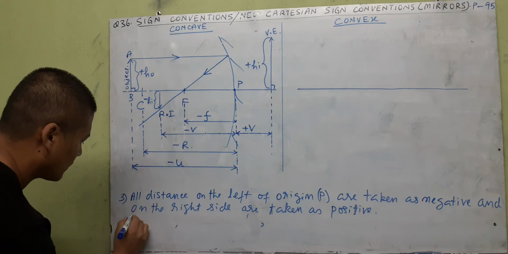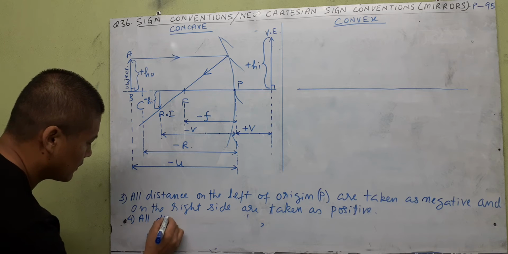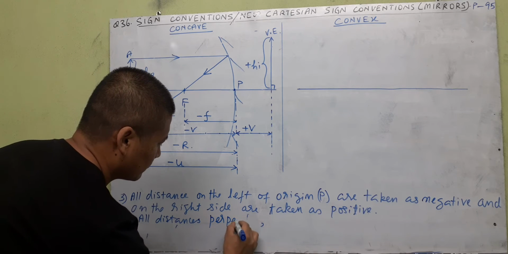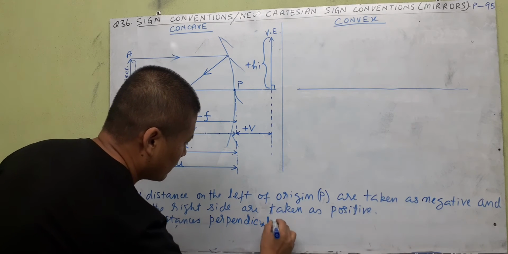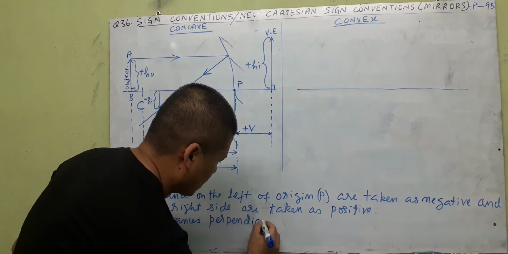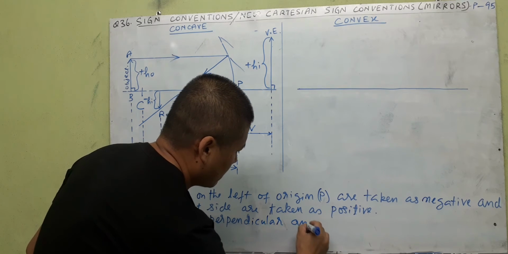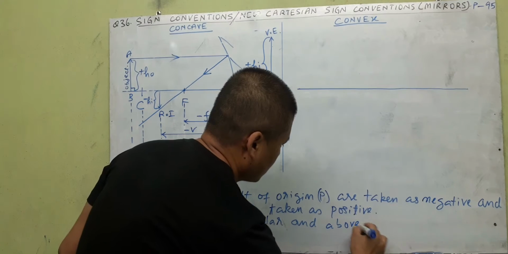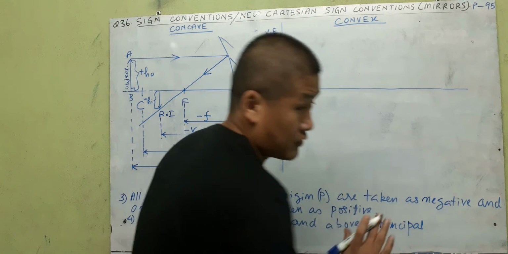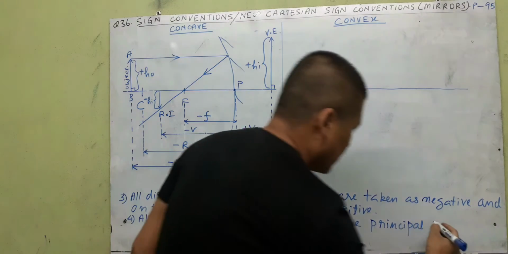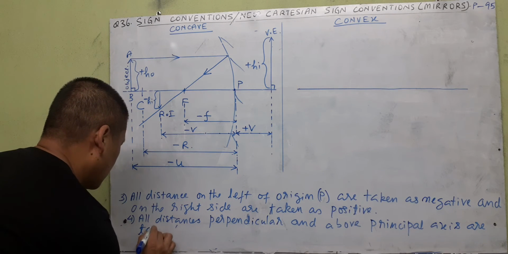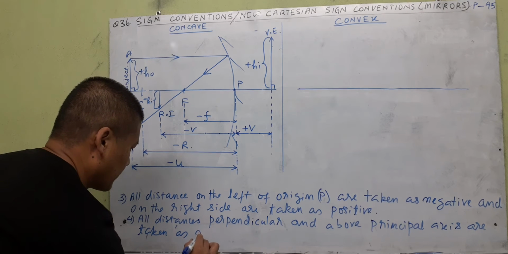The fourth sign convention: all distances perpendicular and above the principal axis are taken as positive. The principal axis is the straight line passing through C and P.